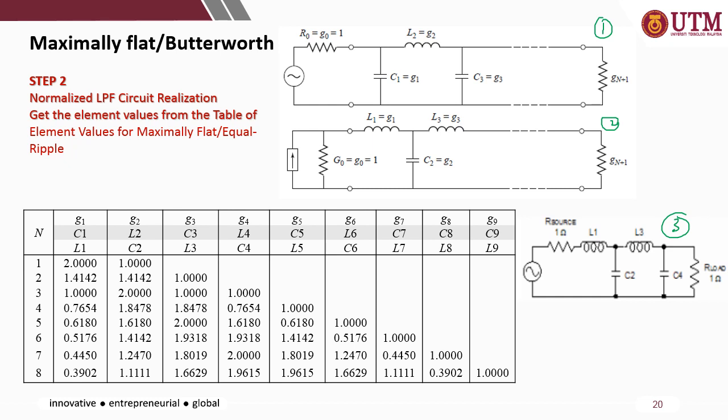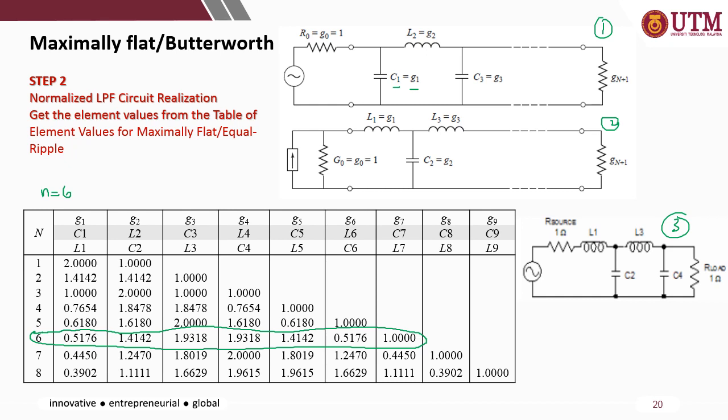Okay, so for example, if you choose the first configuration, the first component will be in shunt, or in parallel, so the value is represented by C1 or G1. Then you need to refer to the table for the specific n. For example, just now n equal to 6. So n equal to 6 in here. These are the values of the component that you should include in your design for the normalized circuit.